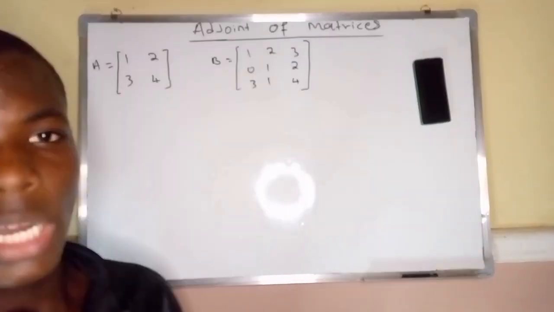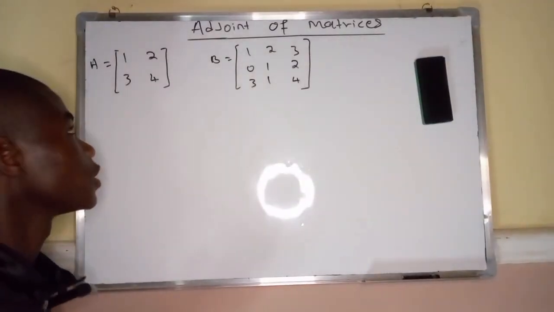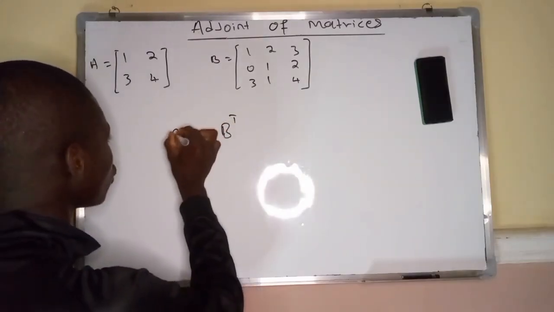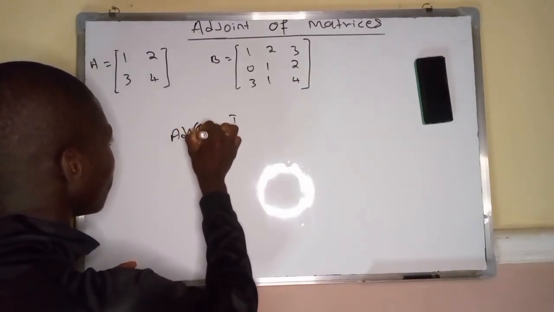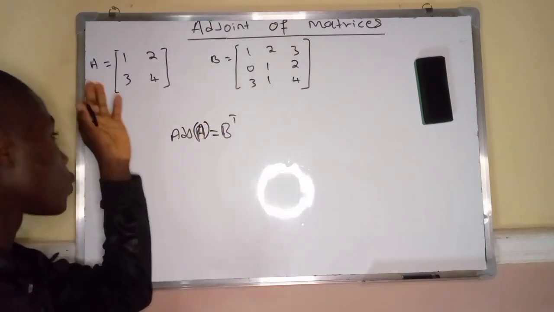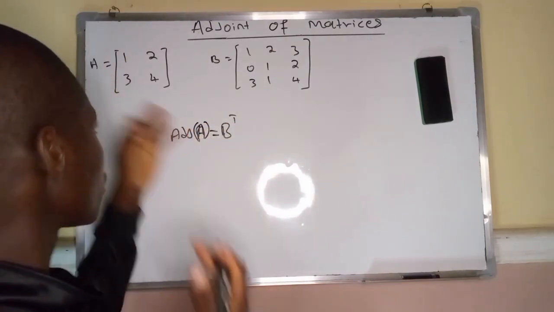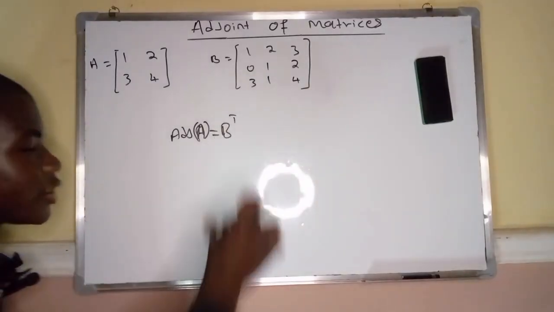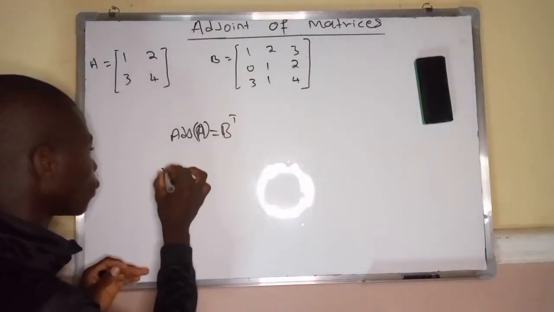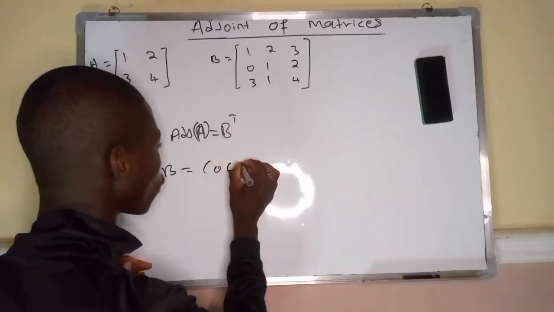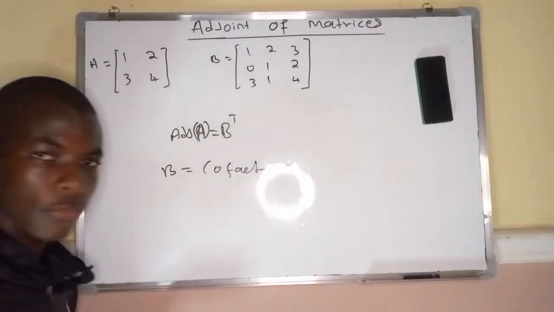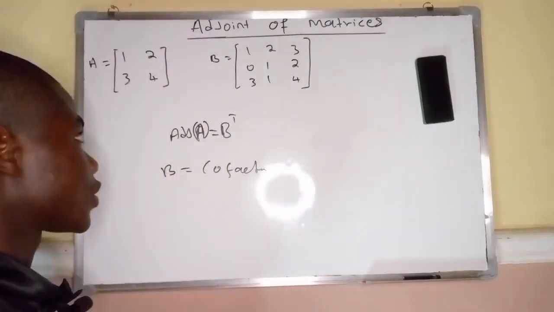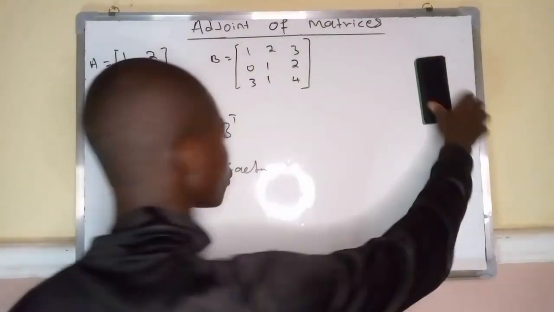Let's say we have a 2 by 2 matrix A. We have to find the adjoint of this matrix. So the adjoint of matrix A is equal to B transpose. What does B stand for? B stands for the cofactor. After finding the cofactor, you have to transpose the matrix so that you can find the adjoint of your matrix.